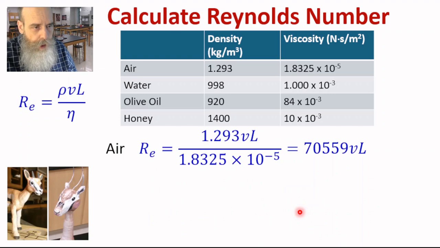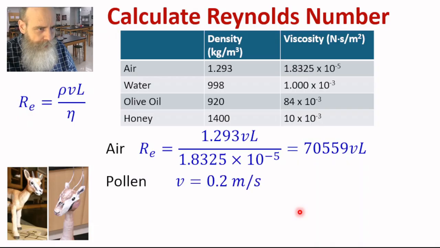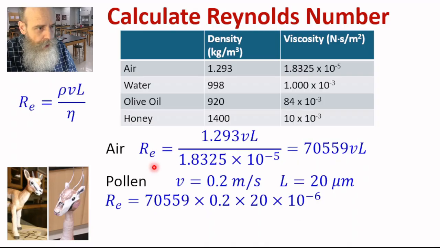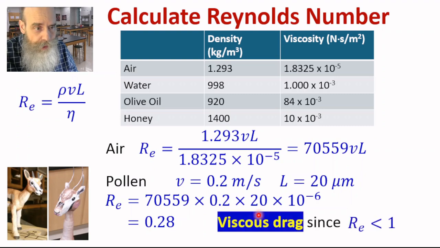Now let's consider a smaller object. Let's take a grain of pollen moving in air. We'll give it the same velocity as a coffee filter, 0.2 meters per second. The L now is the diameter of that grain of pollen, which is, for instance, 20 micrometers. Putting in the numbers, 70559 times 0.2 times 20 times 10 to the negative 6 gives us 0.28. This is less than 1. So this is a case of viscous drag.